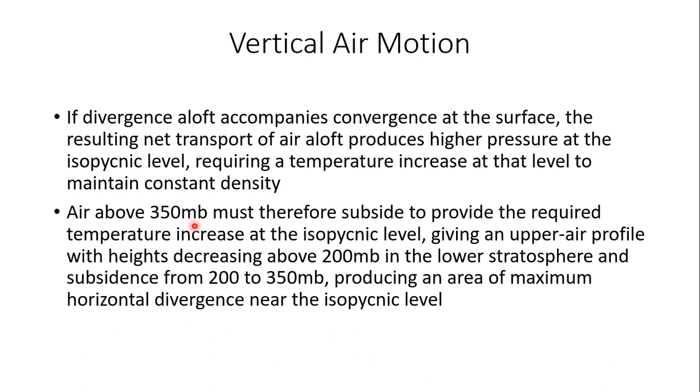Air above 350 millibars must therefore subside, or sink, to provide the required temperature increase. Any sinking air motion in the atmosphere is going to result in adiabatic warming, or an increase in the temperature, if air sinks in the vertical. Now that's going to give an upper air profile with heights decreasing above 200 millibars in the lower stratosphere and sinking air or subsidence from 200 to 350 millibars. This is going to produce an area of maximum horizontal divergence near the isopycnic level.